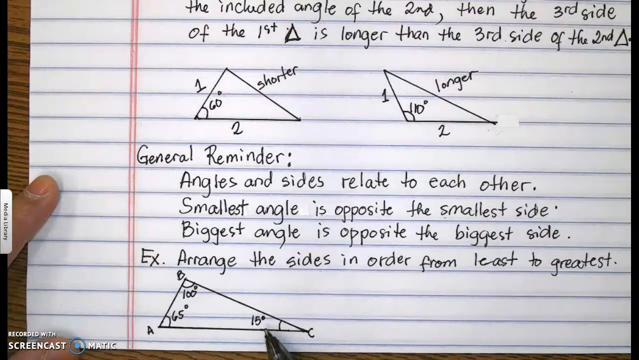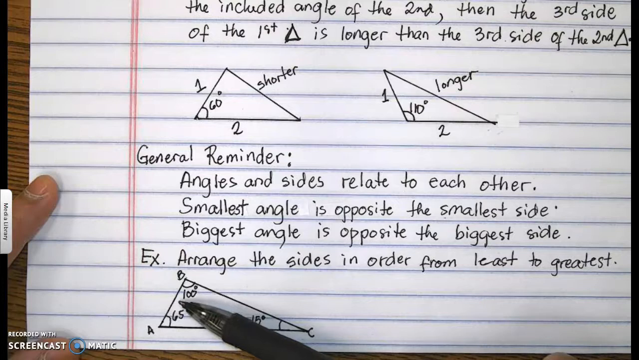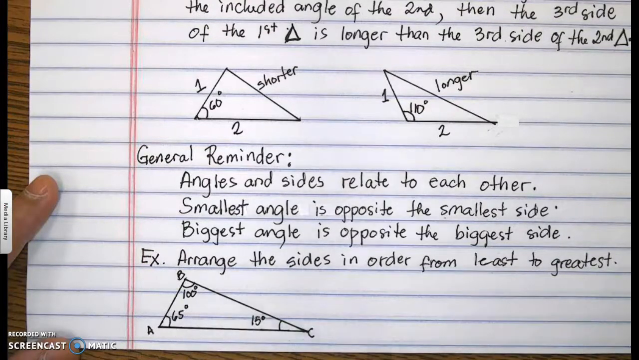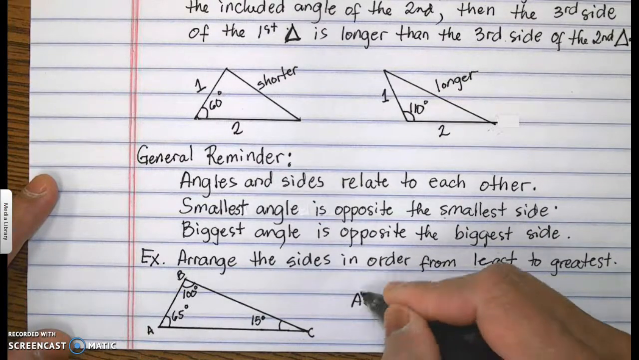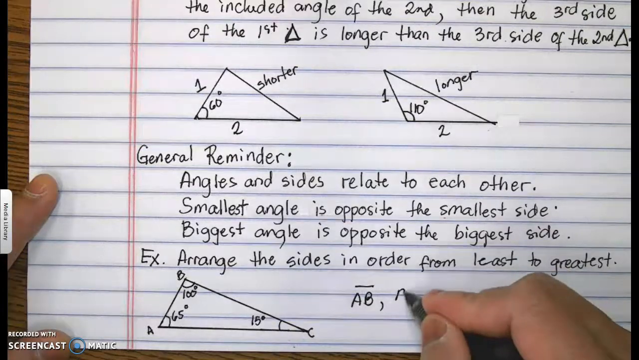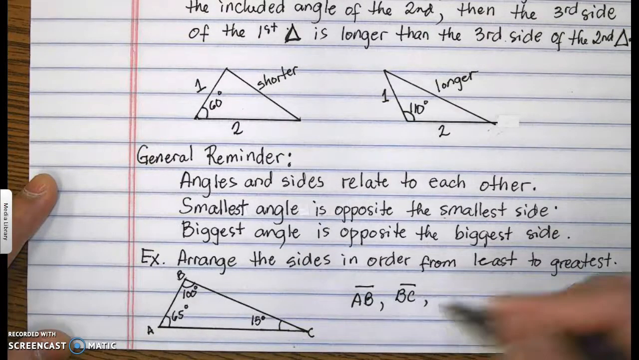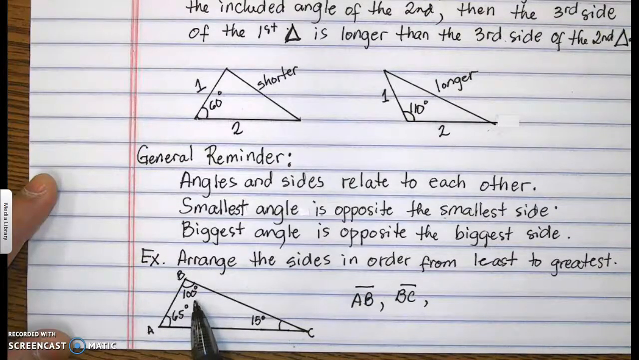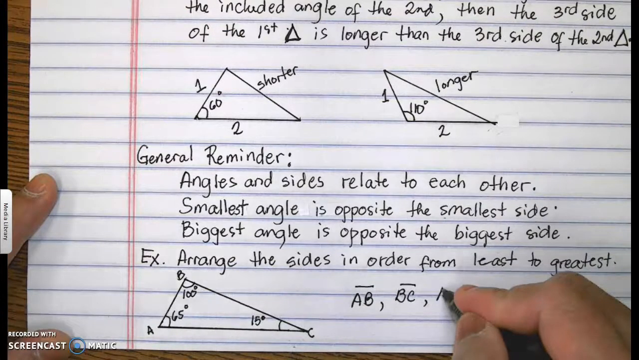Therefore, your smallest angle is angle C, which is 15 degrees, and definitely 15 degrees is going to be opposite the smallest side, because that's your smallest angle. Therefore your smallest side is AB, followed by 65 degrees, which is the next to 15 degrees, and your biggest one is the 100 degrees. So angle A right here is going to be opposite the medium-sized side, which is side BC. And definitely, since angle B is your biggest angle, this biggest angle will also be opposite the biggest side. Therefore, your biggest side is AC.